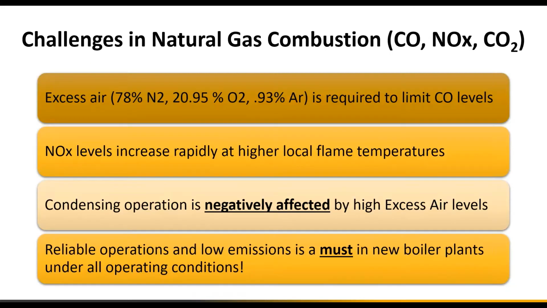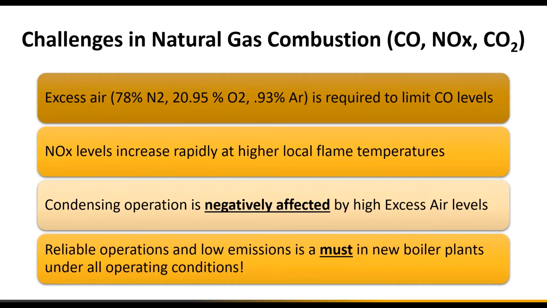Moving on to the next slide, there's a couple of challenges in terms of natural gas combustion. First of all, we use combustion air. Air is about 78 to 80% nitrogen, about 21% oxygen. We need some excess air in order to make sure that we burn all the carbon to CO2. If we really limit our excess air, then we can very rapidly result in incomplete combustion and CO levels rising very quickly.